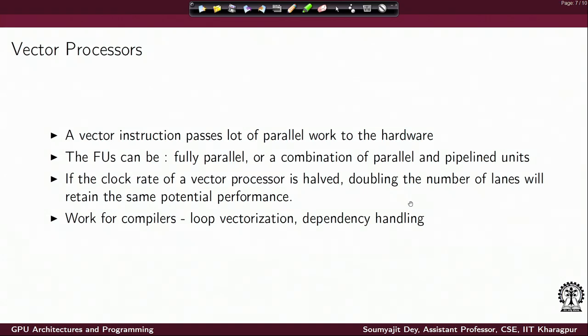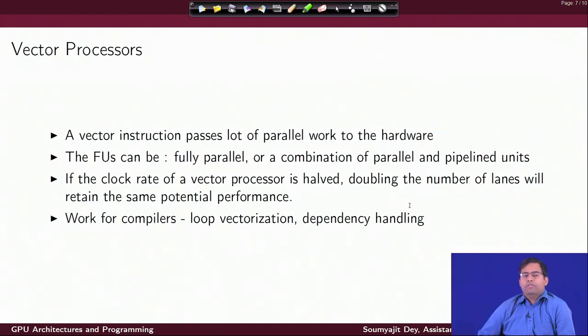So overall the summary would be this: vector processors will be executing scalar as well as vector instructions, and vector instructions pass a lot of parallel work to the hardware. Of course, there has to be that much parallel hardware-based compute capability along with register banks which are vectorized. Now what about the functional units? The hardware must have parallel functional units, but it need not be that, okay, my vector registers are of size 64, so I need to have 64 ALUs. It need not be that.